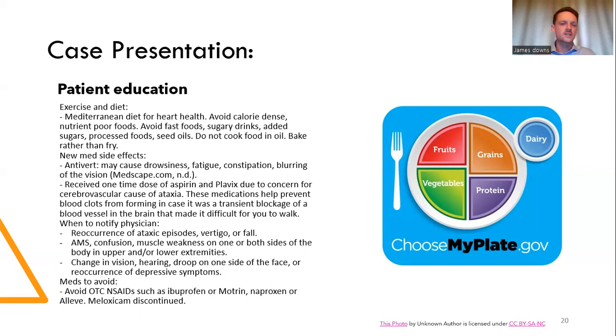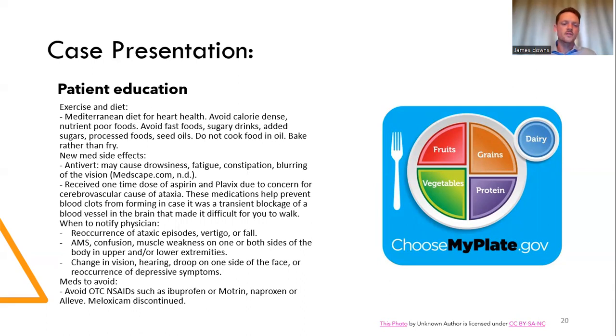So Anavar can cause drowsiness, fatigue, constipation, and blurry vision. And then just educating her why she received a dose of aspirin or Plavix, and why we're not going to continue that necessarily, because it's not indicated unless there's evidence for cardiovascular disease. But that would be something that her primary care doctor is going to have to address. That would be something that we in the outpatient setting would address.